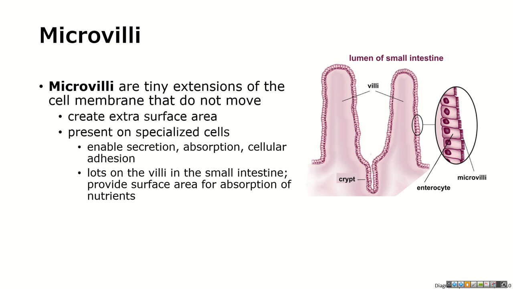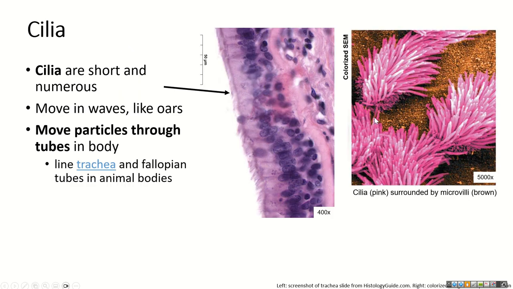They're really tiny, and they just provide extra surface area. In some cases, they also provide extra surface area for secretion. In your body, in the digestive system, the most important function is for absorption of nutrients. That's microvilli. Now, the next ones are cilia.